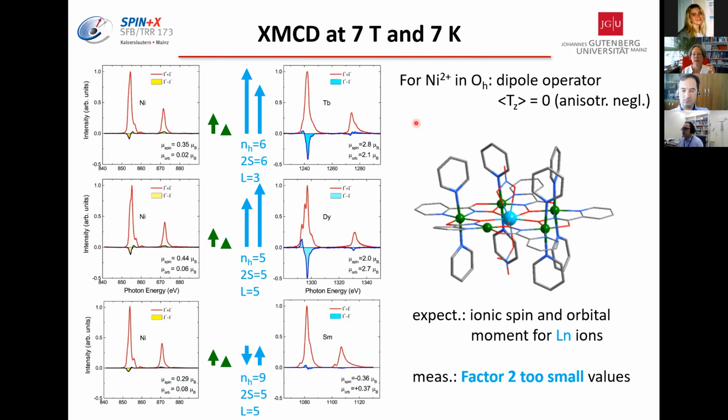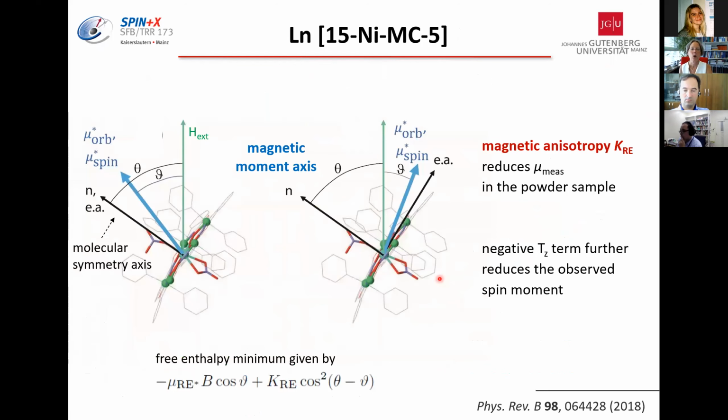But the second take-home message is that for the nickel, as expected, we have only a very negligible anisotropy. So the T-z operator, the dipole operator, is not of importance. What we see from the experiment, if you check here carefully, is that this is not adding up to 9, and this is not adding up to even 10. So the measurement of our moments is approximately a factor 2 too small. And this is how we explain it.